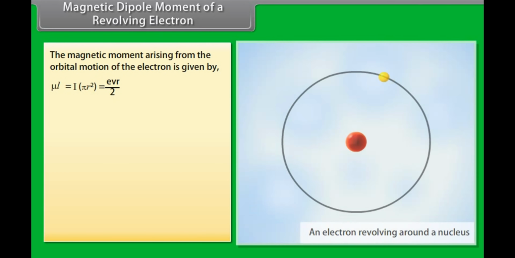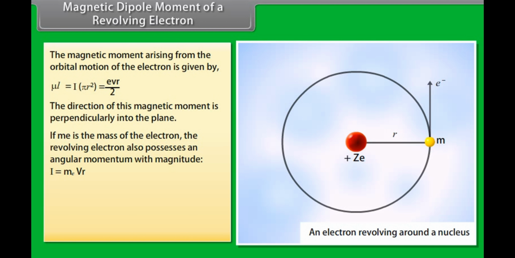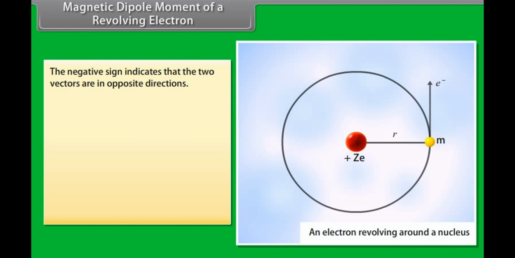Magnetic dipole moment of a revolving electron. The magnetic moment arising from the orbital motion of the electron is given by e v r by 2. The direction of this magnetic moment is perpendicularly into the plane. If m e is the mass of the electron, the revolving electron also possesses an angular momentum with magnitude l is equal to m e v r. From the above two equations, we get the result mu L is equal to minus e upon 2 m e multiplied by L. The negative sign indicates that the two vectors are in opposite directions.